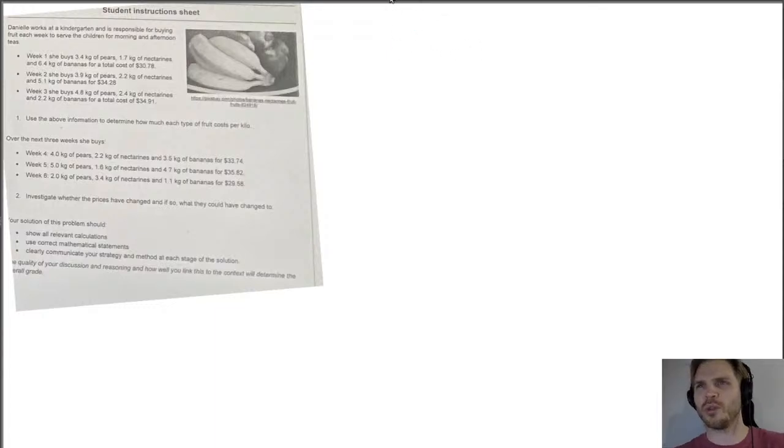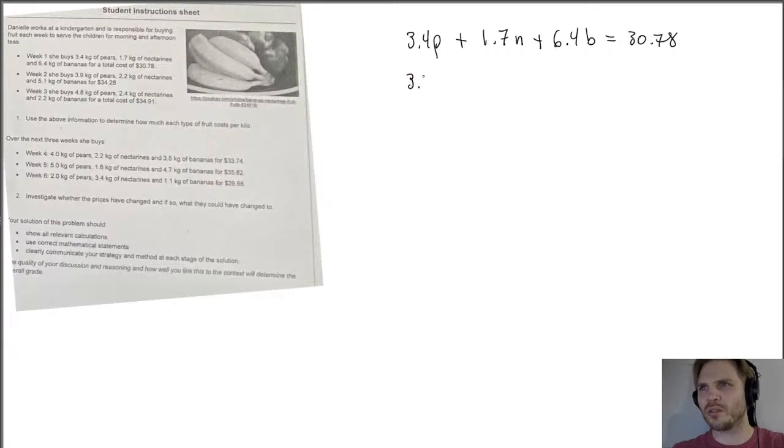Okay, so week 1 she buys 3.4 kilograms of pears. So let's say 3.4 times the price of the pears plus 1.7 times the price of the nectarines plus 6.4 times the price of the bananas, and this is equal to 30.78. Then we got 3.9p plus 2.2n plus 5.1b equals 34.28.